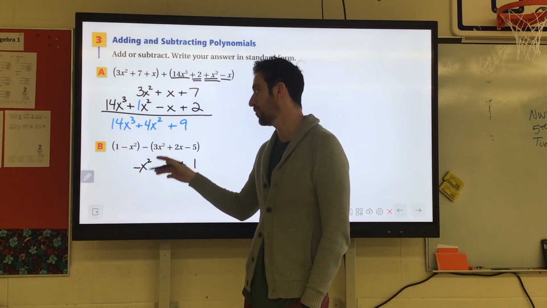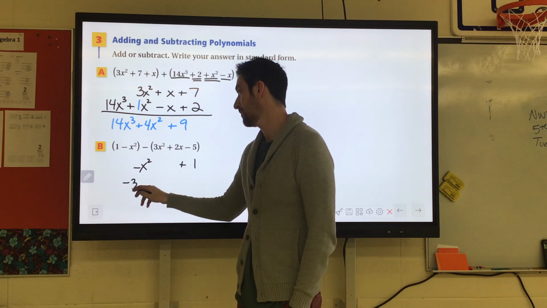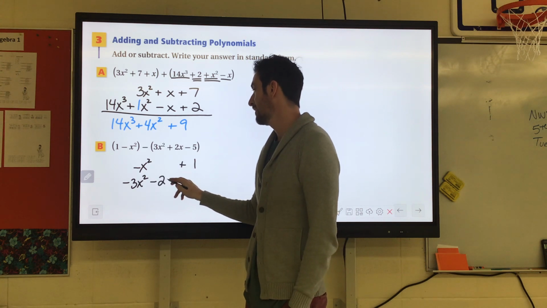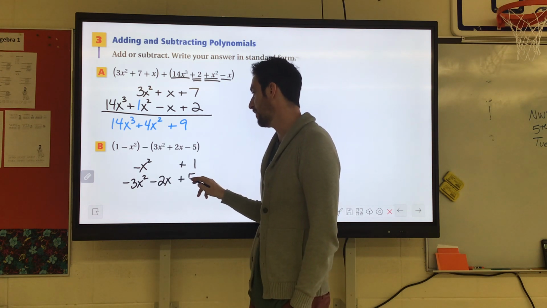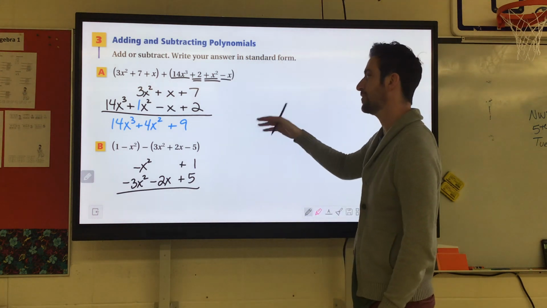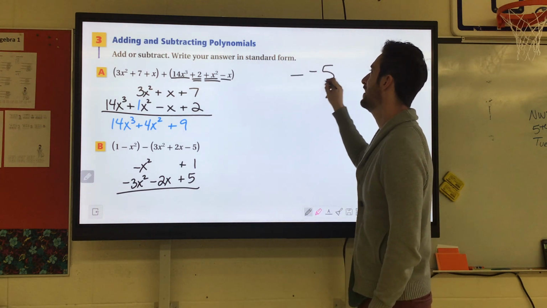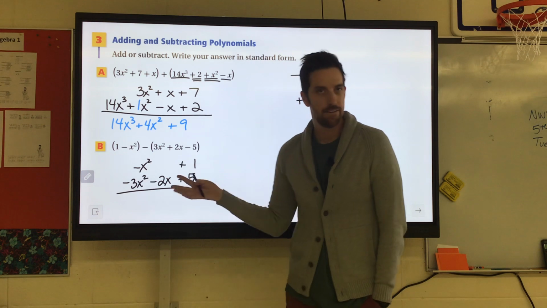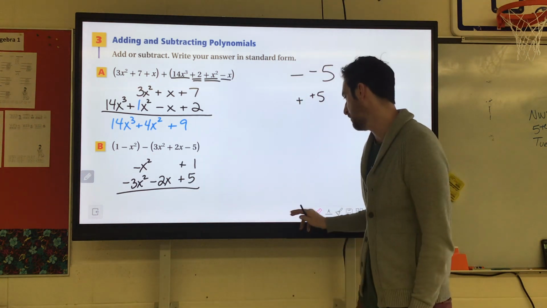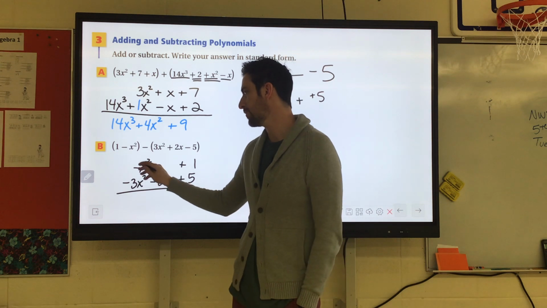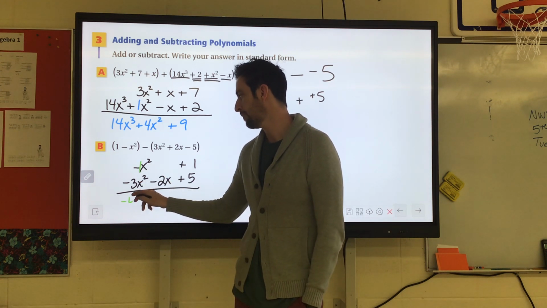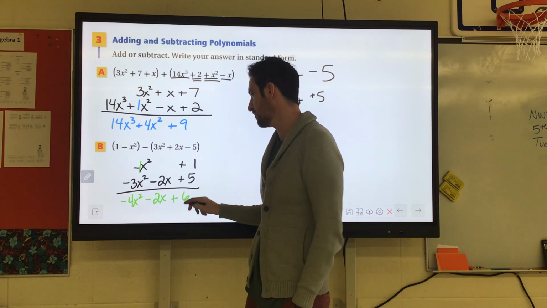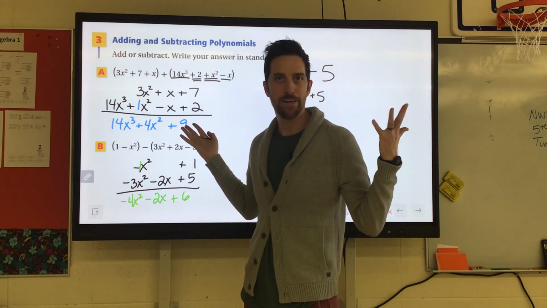So I'm going to make this 3x squared negative 3x squared. I'm going to make this plus 2x minus 2x. And I'm going to make this minus 5 positive 5. Because we're really doing minus each of those terms. And if you have minus negative 5, that's really the same as plus positive 5. So if you make the change immediately, then it just becomes just like the addition problem. So we'll go straight down here. Negative 1x squared minus 3x squared is negative 4x squared. We'll bring down our minus 2x, and then 1 plus 5 is 6. Boom, done. That wasn't too bad, right?